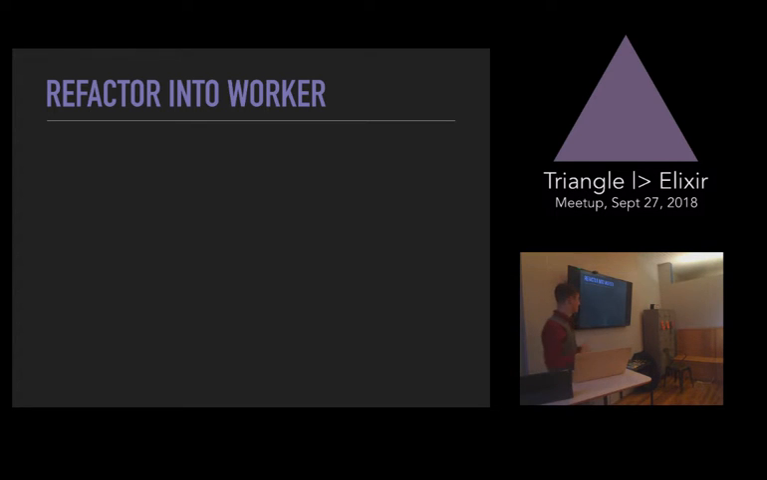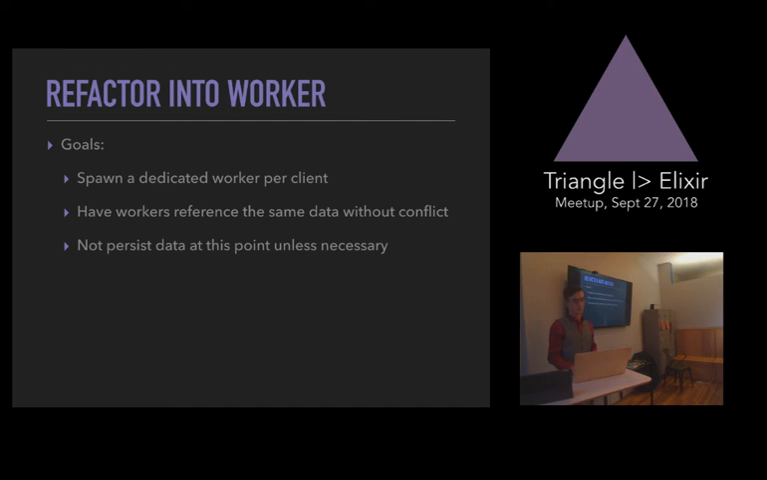If you go to Erlang, I'm sorry, they're not there. So let's refactor this into a worker. And I'm not going to write this all out because I don't want to type that much. So the idea for this URL shortener, we want to make this distributed, right? Because we need to handle all of these URLs. It's going to be really computationally expensive. So we spawn a dedicated worker per client, and we want to have them reference the same data without conflict. And we don't really care about a database at this point.